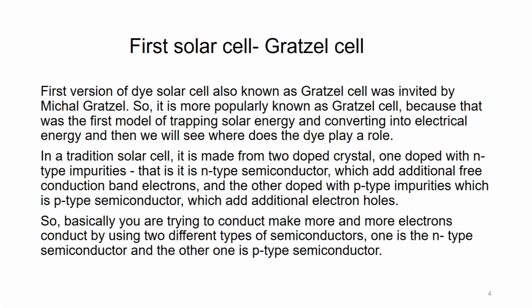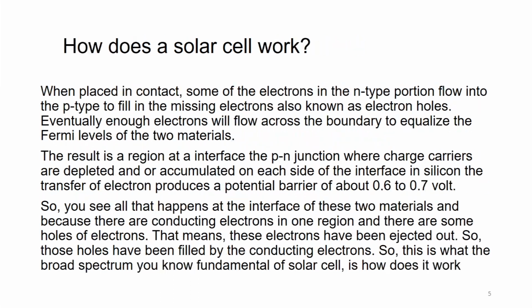A traditional solar cell is made from 2 doped crystals, one doped with N type impurity, that is, an N type semiconductor which adds additional free conduction band electrons, and the other doped with P type impurities, which is a P type semiconductor, which adds additional electron holes. So, basically you are trying to make more and more electrons conduct by using two different types of semiconductors, the N type semiconductor and the P type semiconductor.